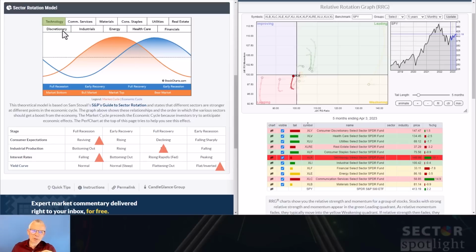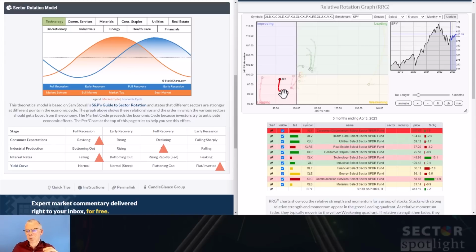If we go to consumer discretionary, that is still inside lagging, but it's got the same type of rotation. It's picking up relative momentum. It's starting to very slowly pick up relative strength. So that's kind of the same as technology, neutral to positive.